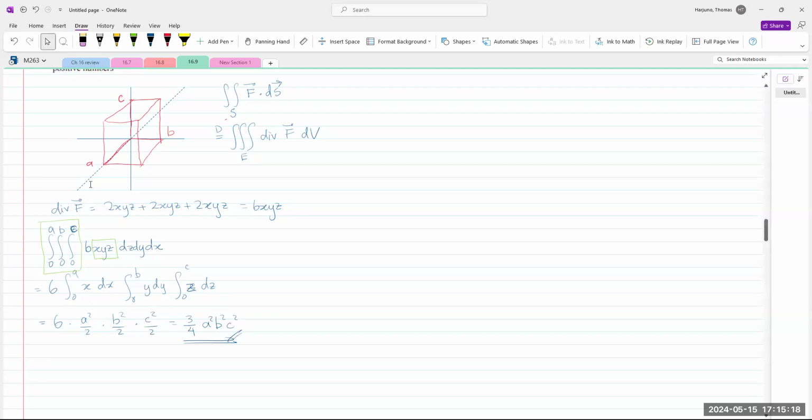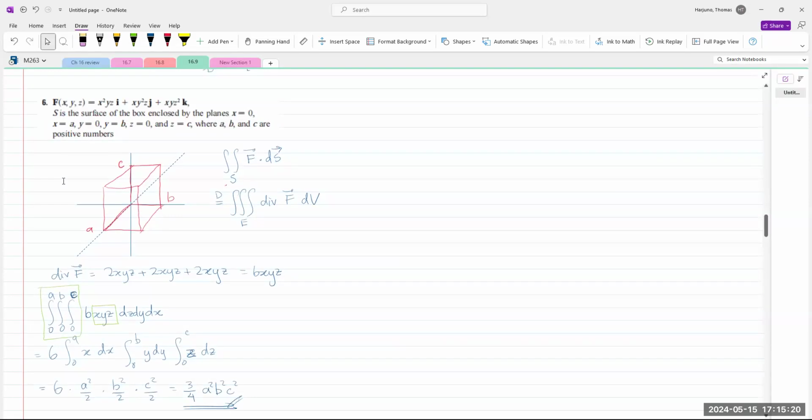Okay, now can you imagine if we try to do it using the surface integral instead? Let me give you some idea what will happen if you actually do that. Notice that this surface S consists of 6 surfaces. S consists of the surface at the front, union the surface at the back, union the surface at the top, union the surface at the bottom, union the surface on the left hand side, union the surface on the right hand side.